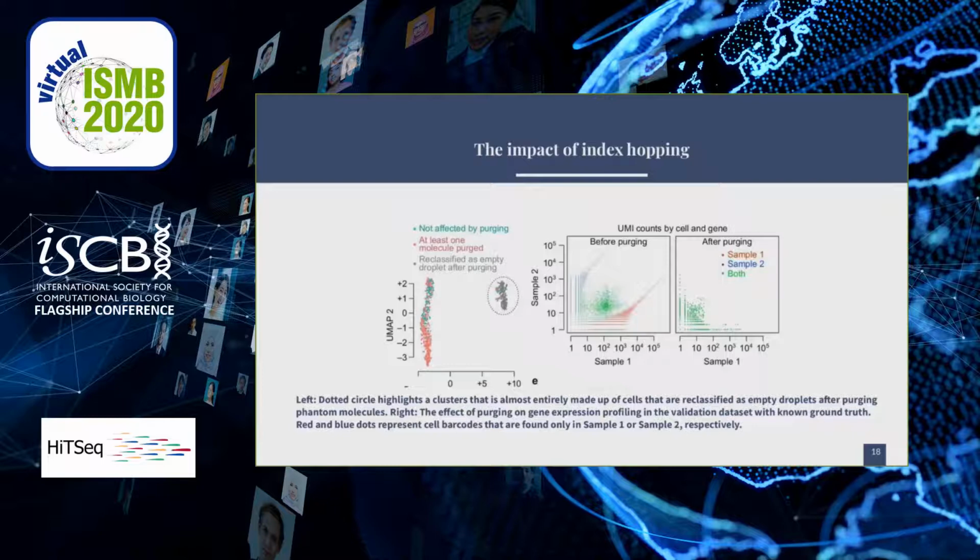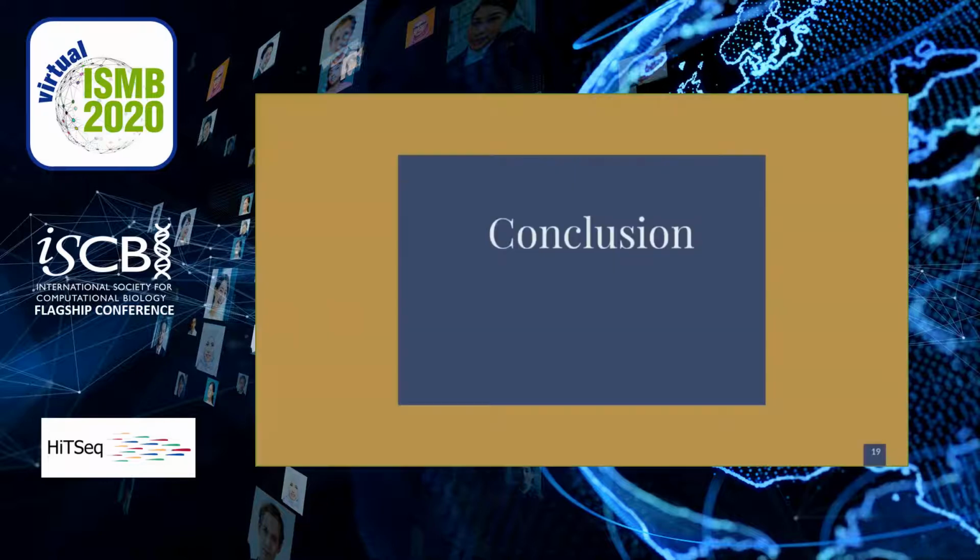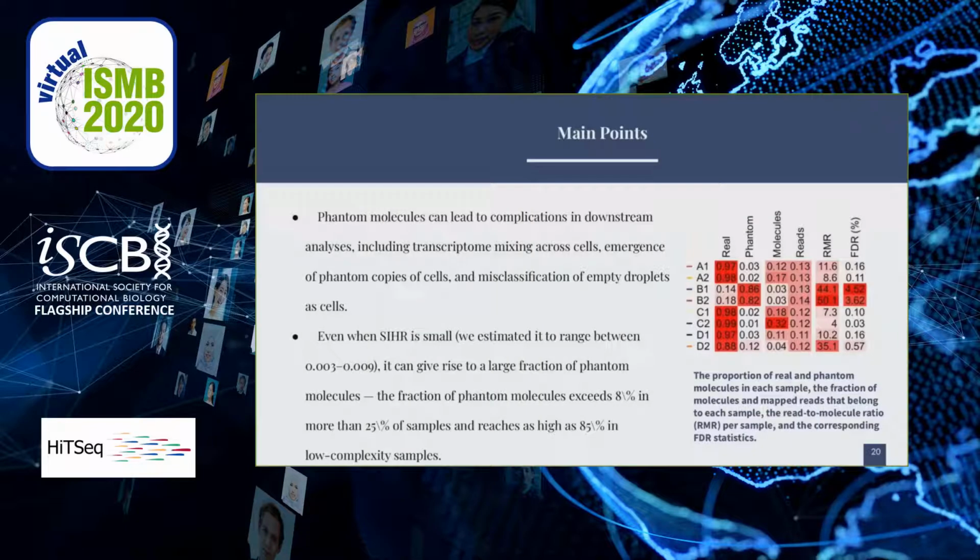And on the right, we see the effect of purging on gene expression profiling in a validation data set with known ground truth. There are two main points I would like to make. One is that phantom molecules can lead to multiple complications in downstream analysis, from misclassification of droplets to emergence of phantom copies of cells. But most importantly, even when the sample index hopping rate is small, it can give rise to a large fraction of phantom molecules in low complexity samples, as this table on the right shows.